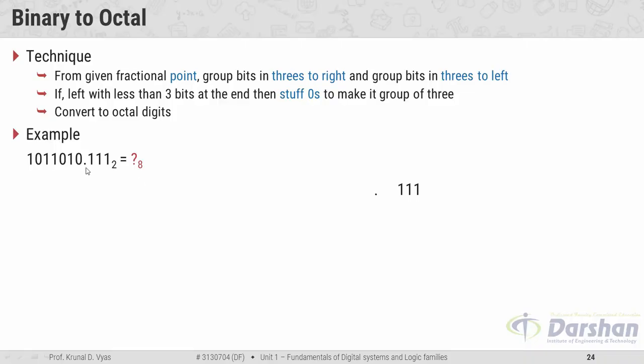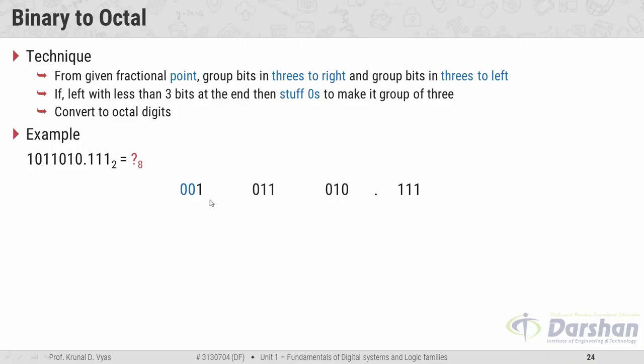Now for the left, starting from the point we are making groups of 3. So first group is 010. The second group is 011, and you are left with only 1. Again I am repeating, from the fractional point start to make groups of 3. So the first group is 010, the second group is 011, and you are left with only 1. So you have to stuff two zeros in front of 1 to make it a group of 3.